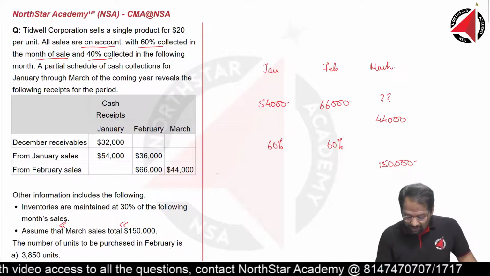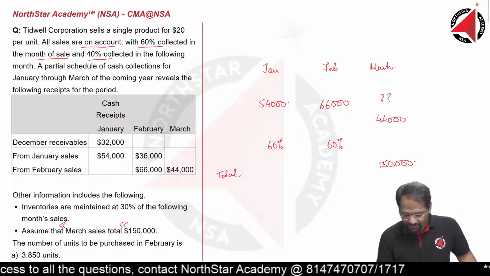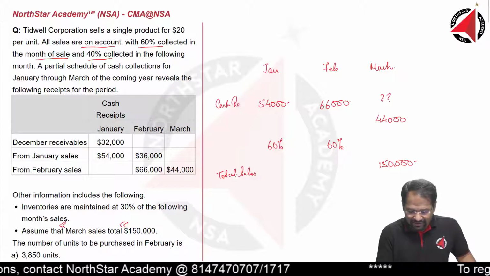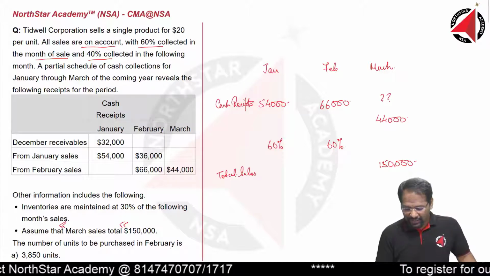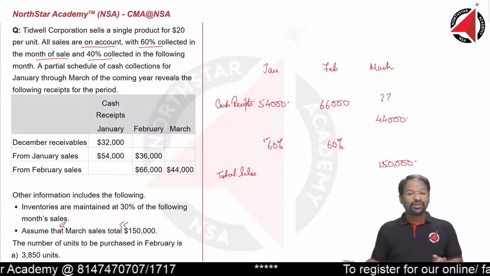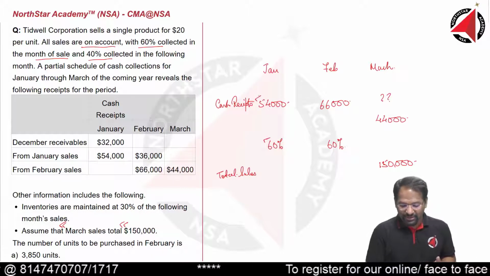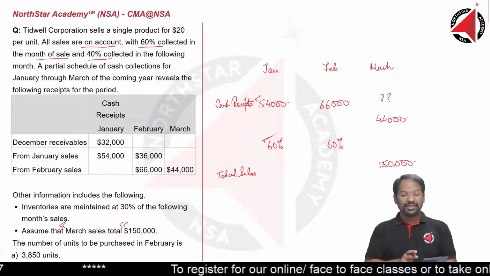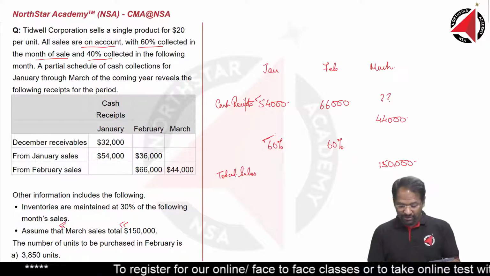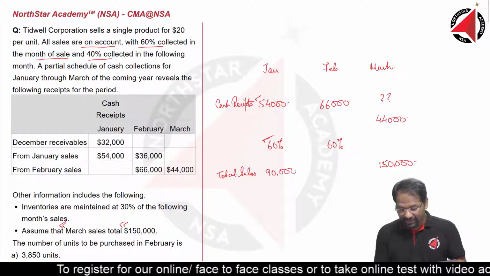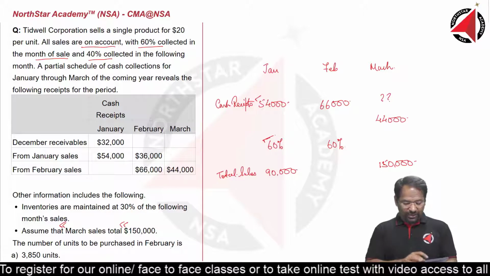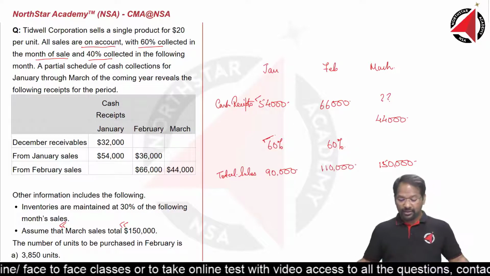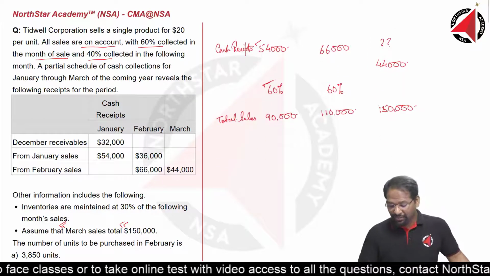To find the total sales of each month from the cash receipts, we use the formula: 54,000 is 60% of the total, so divide it by 60% and you will get the total sales of 90,000. Similarly, 66,000 divided by 60% gives the total sales for February, 110,000. For the month of March, we already know.